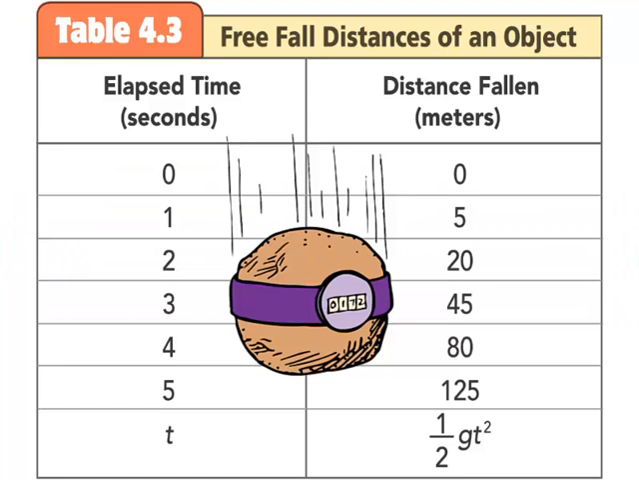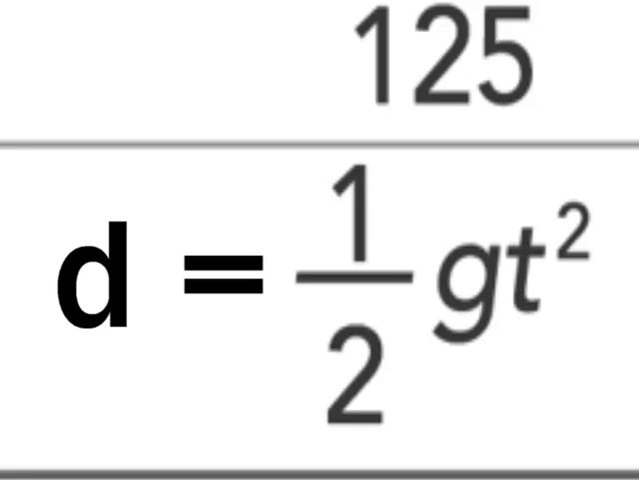Pretend that a falling rock is somehow equipped with an odometer. The readings of distance fallen increase with time. At the end of 1 second, the rock has fallen 5 meters. At the end of 2 seconds, it's dropped a total distance of 20 meters. At the end of 3 seconds, it's dropped 45 meters altogether. These distances form a mathematical pattern. At the end of time t, the object starting from rest falls a distance d.